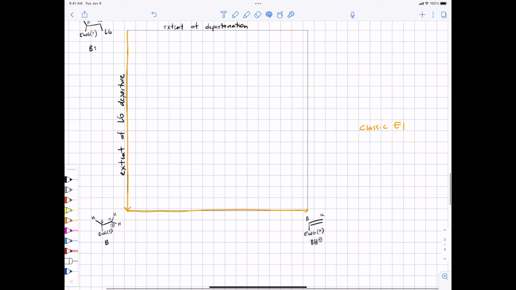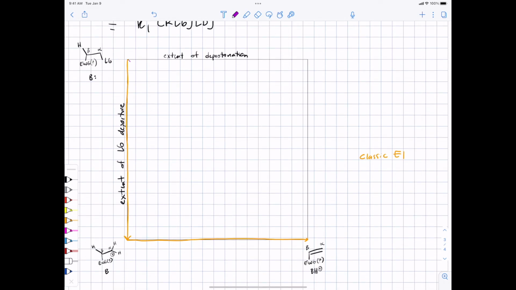Let's think about the classic E2 pathway. I'm going to choose purple for this because that was what we chose for the concerted reaction. Purple is just going to be the direct diagonal here where the leaving group leaves at the same time as we're doing deprotonation, right? So that's the E2 pathway.